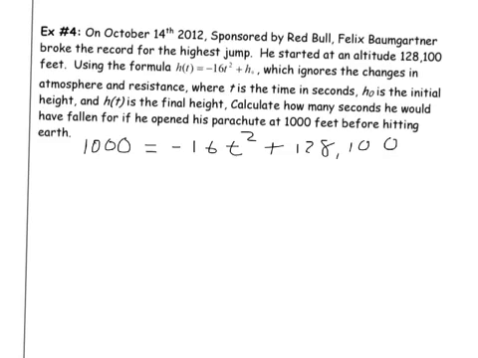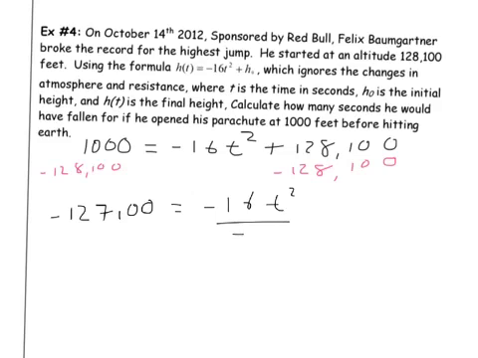Okay, well, let's just solve this thing. We got to get the t squared by itself, so this isn't crazy hard. Subtract 128,100 from each side. And we get negative 127,100 equals negative 16t squared. Divide both sides by negative 16.